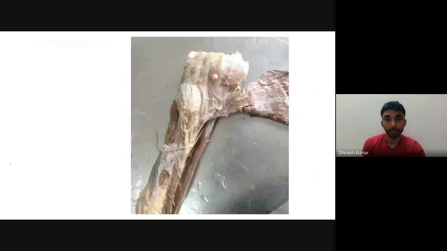Right. Let's move to the second spotter question. Can you identify the muscle pinned in this specimen? Yes, this is the deltoid muscle. The deltoid muscle has been pinned. In the first spotter question, we saw this muscle had been pinned, that is pectoralis major, right?